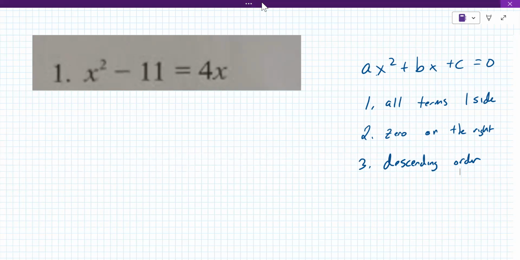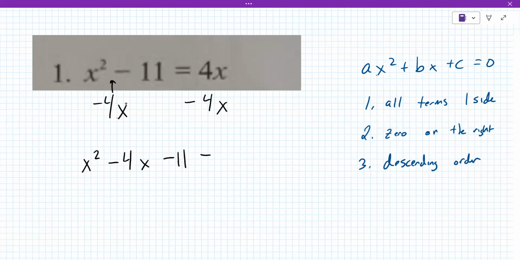Okay, so for this problem here, we're going to move the 4x left by subtracting 4x. And it goes after the x squared. So the form is x squared minus 4x minus 11 equals 0. That's it for that one.